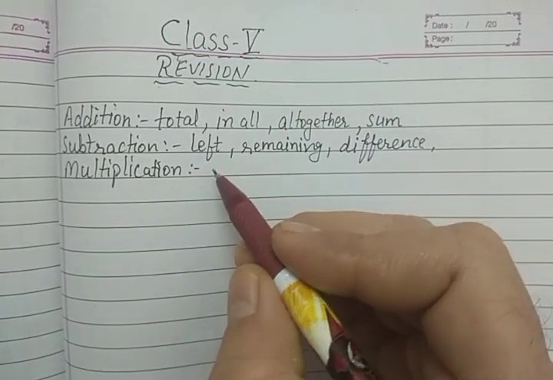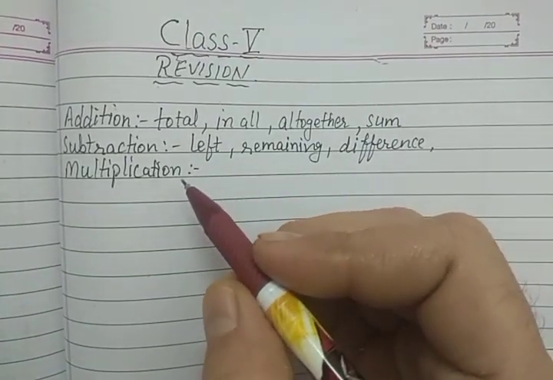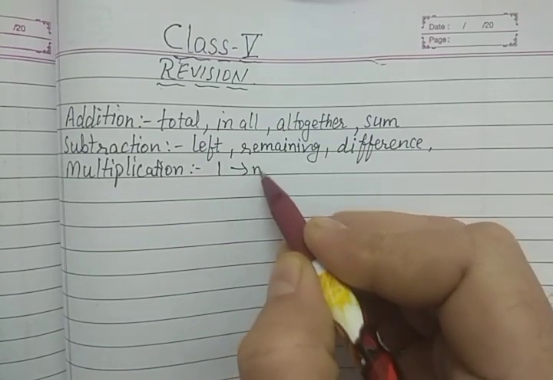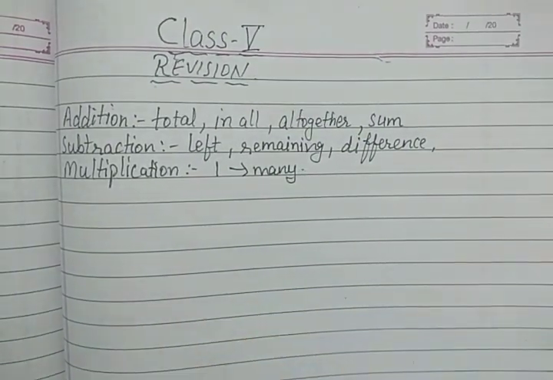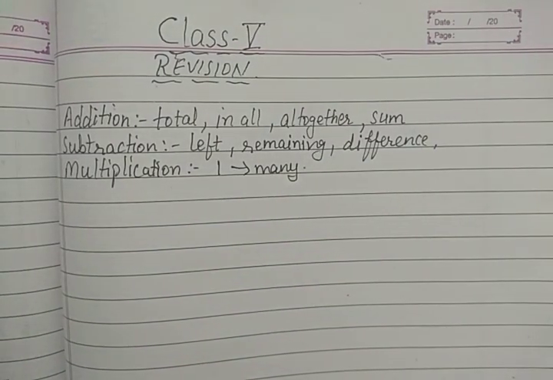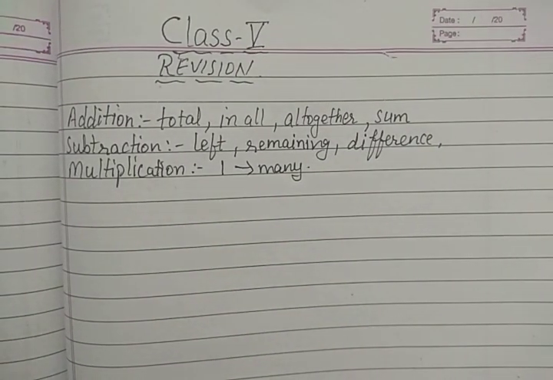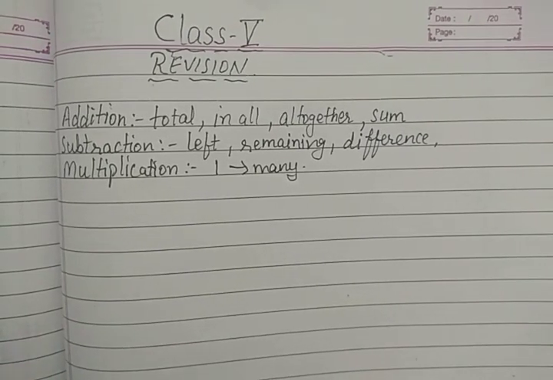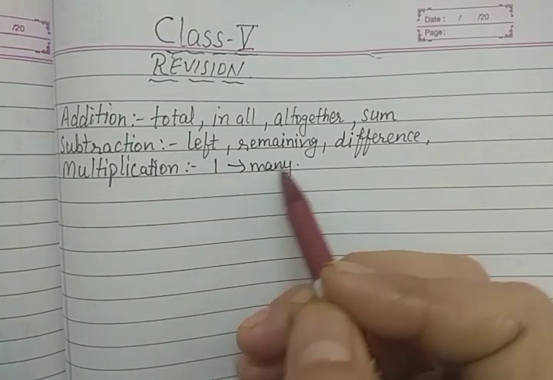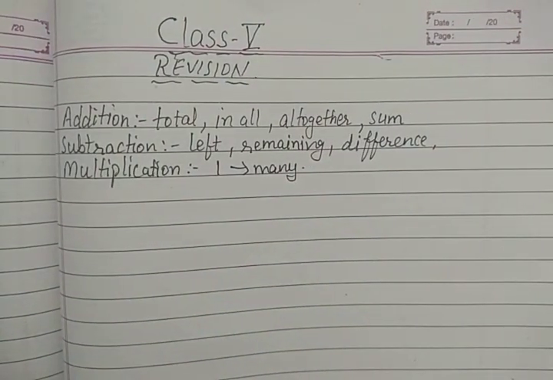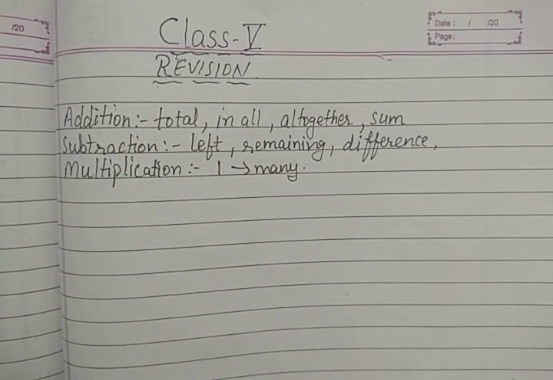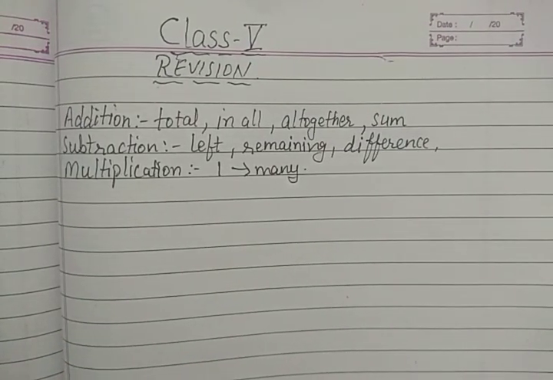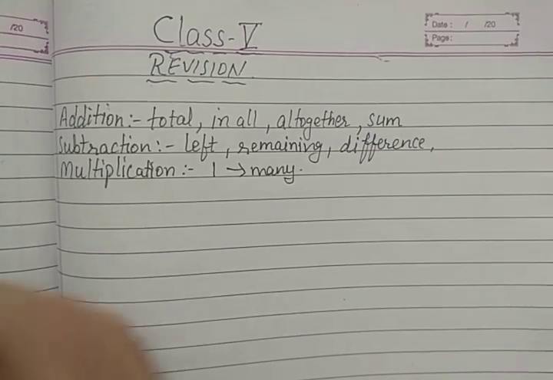And for multiplication, there are situations when one thing is given and you have to find out the many. Like the cost of one toffee is given and you have to find out the cost of 15 toffees. That means one thing is given and you have to find out the many. In such situations you have to multiply. That is our repeated addition, you know, when the same thing is repeating again and again, then we have to multiply.